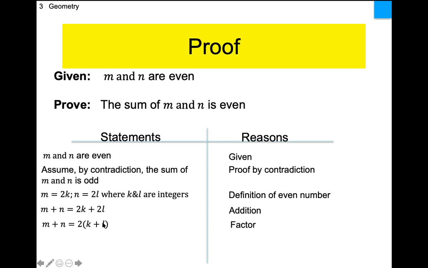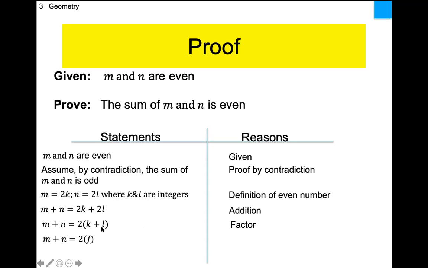What's k plus l? Well, k is an integer, l is an integer. Any integer plus another integer, can you ever get a fraction or a decimal out of that? If I take an integer and add another integer, can you ever get a fraction or a decimal? The answer is no. So k plus l must give you an integer. I don't know what that integer is. I'll just call it j.